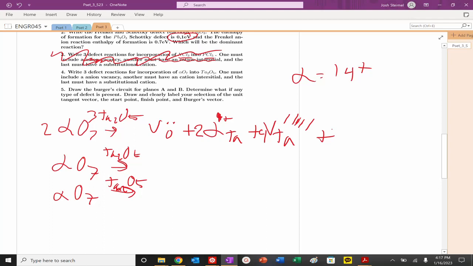How many oxygens do I have? I need 14 oxygens, and I need 15 here. Good, works. So see, same thing works. Anion vacancy, another has to have a cation interstitial. So a cation interstitial, alpha interstitial, again, that's another 9 plus, or actually 14 plus, excuse me. 14 plus.